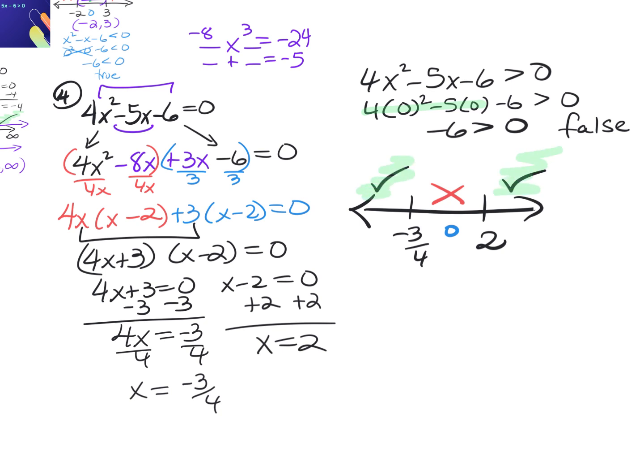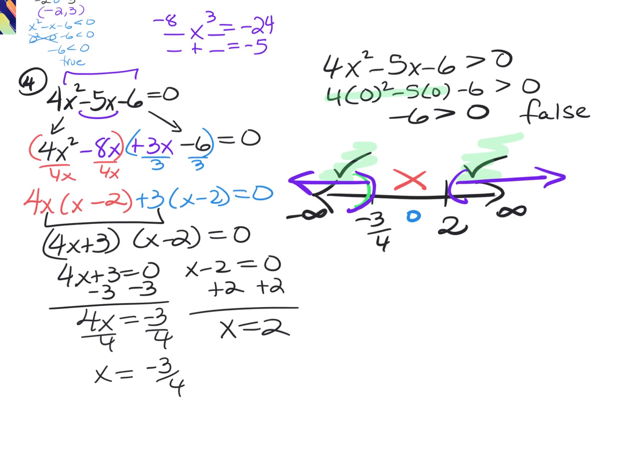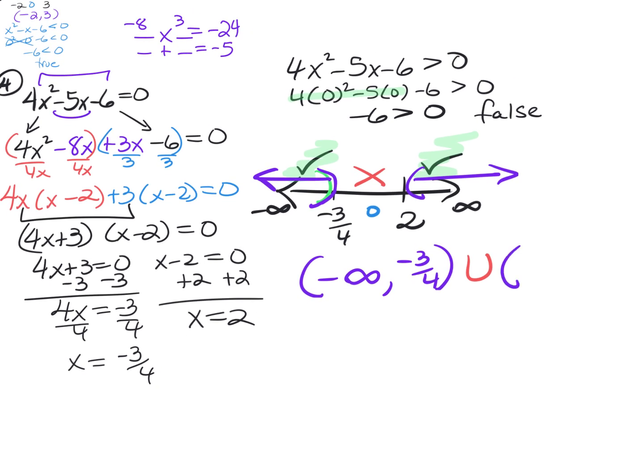So again, to graph this, the original symbol was a greater than. So it would be parentheses pointing to negative infinity and parentheses pointing to positive infinity. So my interval notation, reading the graph from left to right, will be from negative infinity up to the negative 3/4, parenthesis, because it was a greater than, then the union for that gap where the X is, and then it starts up again at positive 2 and goes to infinity.